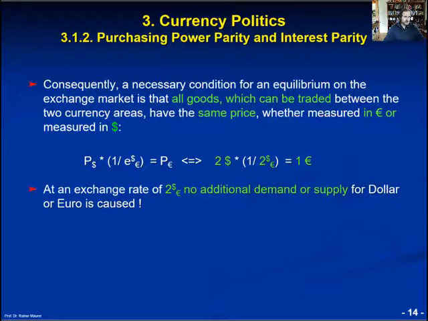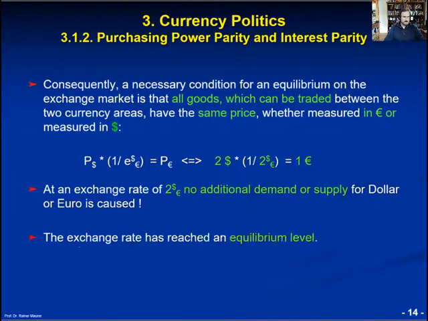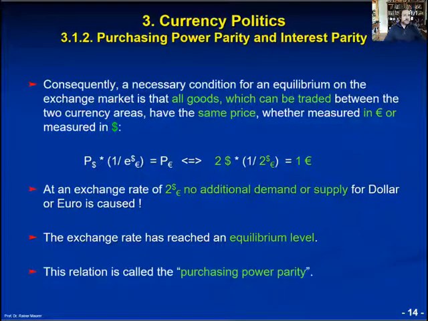At this exchange rate of $2 per euro, no additional demand or supply for dollar or euro is caused on the foreign exchange market. As a result, the exchange rate has reached an equilibrium level, since it is stable. This relation is called the purchasing power parity, since the purchasing power of both currencies in real terms is the same at this exchange rate.